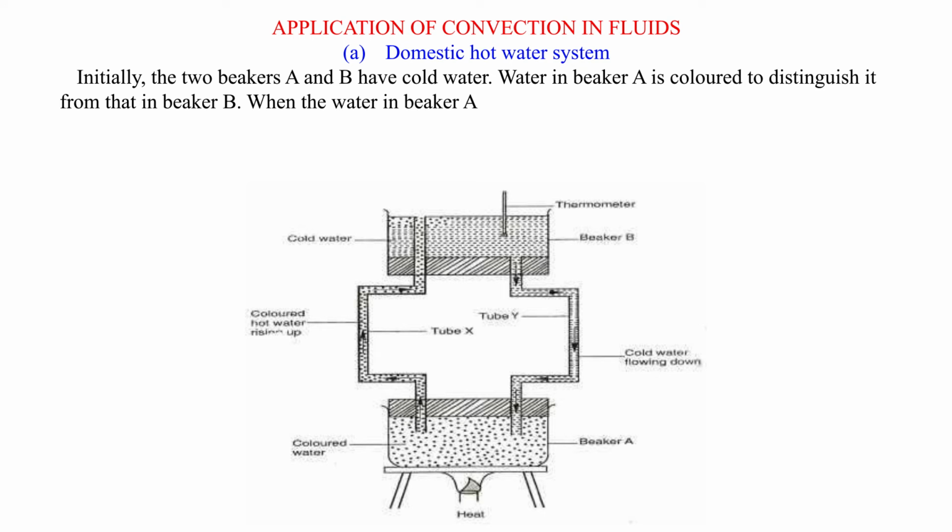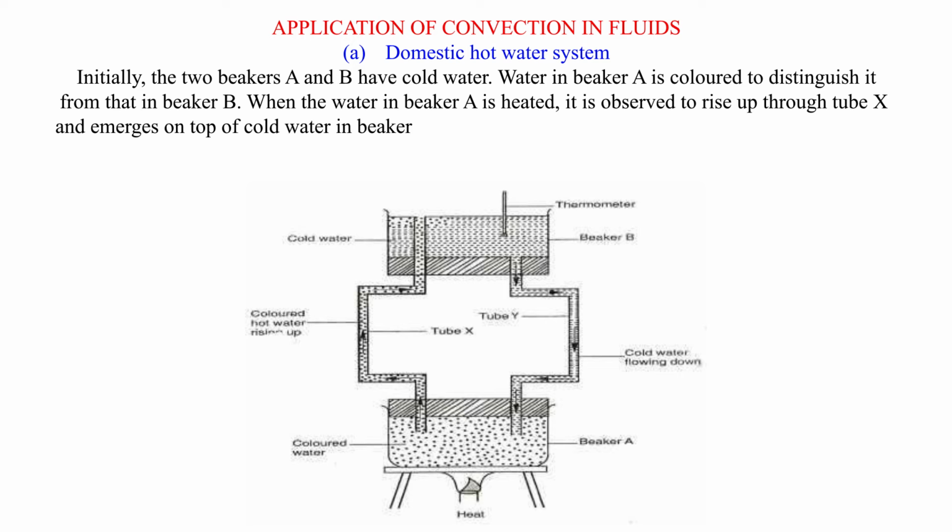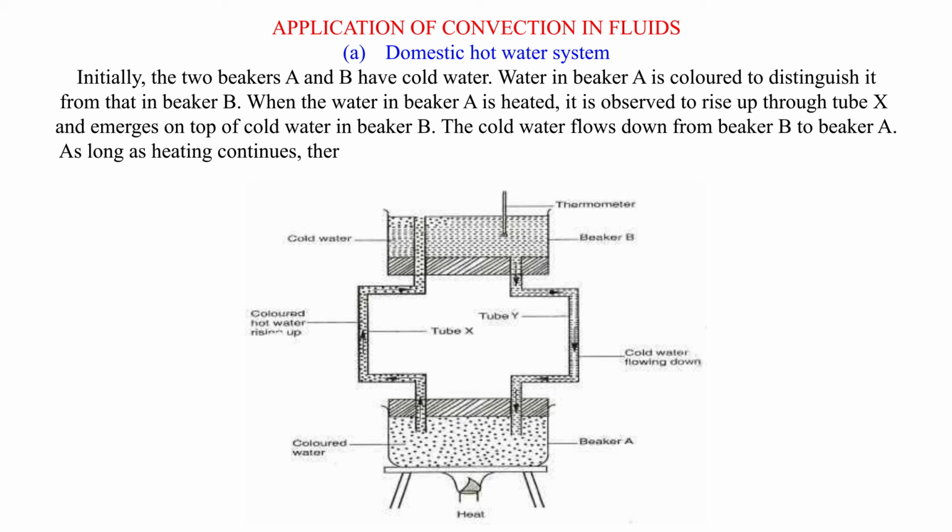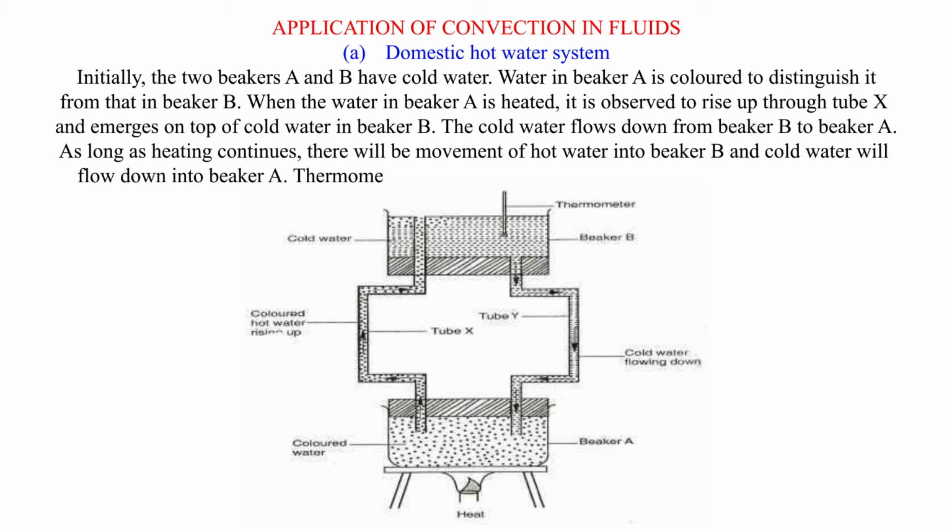When the water in beaker A is heated, it is observed to rise up through tube X and emerges on top of cold water in beaker B. The cold water flows down from beaker B to beaker A. As long as heating continues, there will be movement of hot water into beaker B and cold water will flow down into beaker A. The thermometer will show an increase in temperature for water in beaker B.